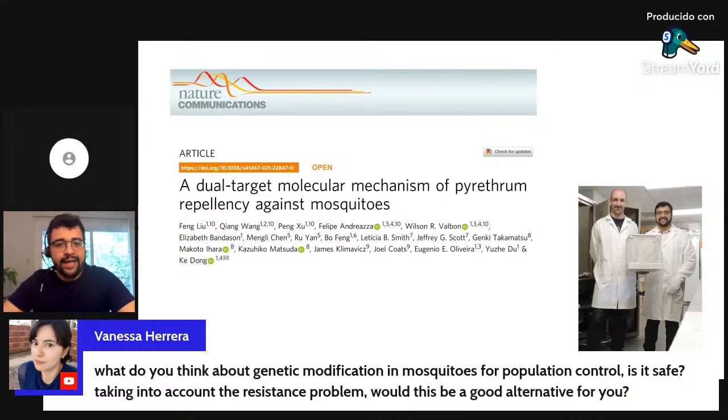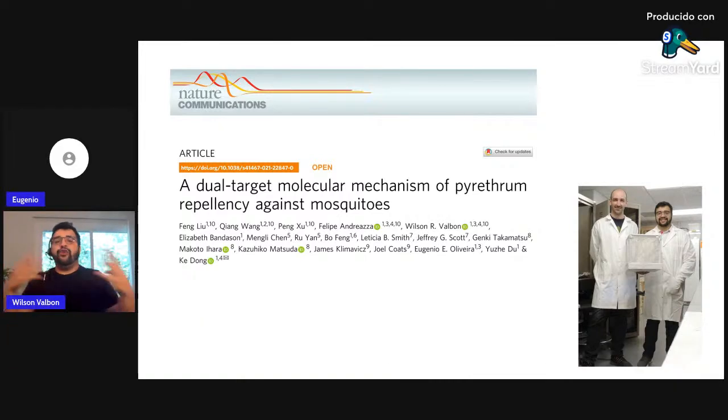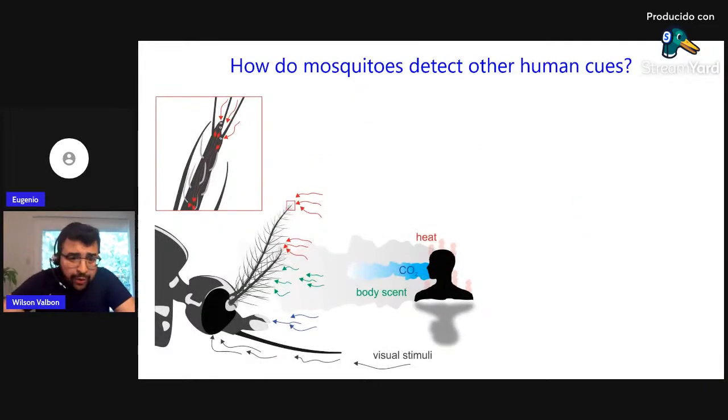So yes, here I finished this first part about the odorant receptor. We can use olfaction to show how a repellent works. But let's go to another topic now, another different way. As I mentioned before, mosquitoes can detect heat, carbon dioxide, and body odor. Body odor is detected the same way as pyrethrum, by targeting the odorant receptor, so I'll not cover this anymore. Now I'm going to focus on heat and carbon dioxide.